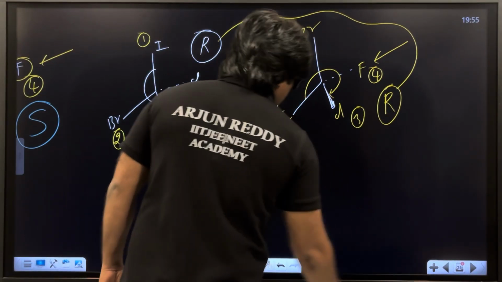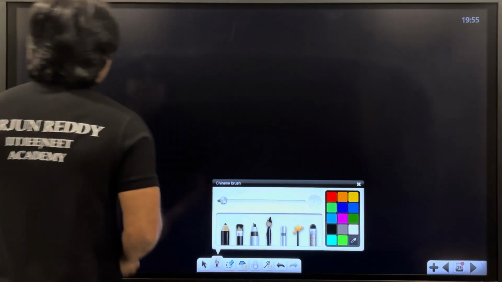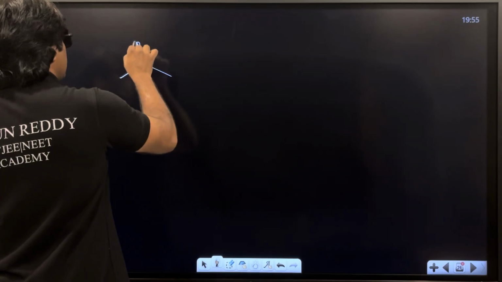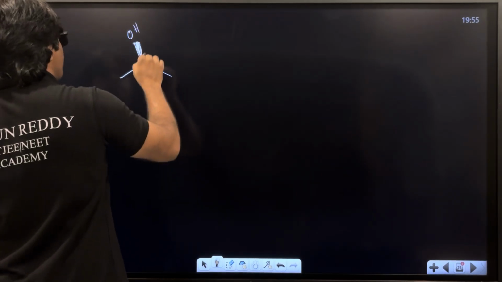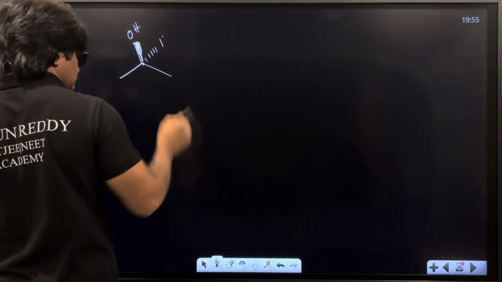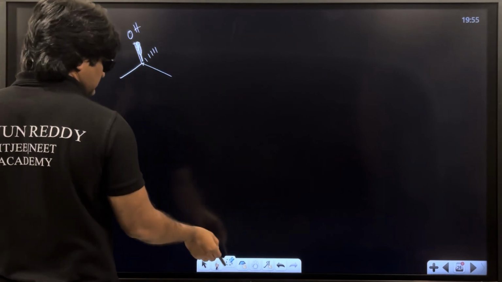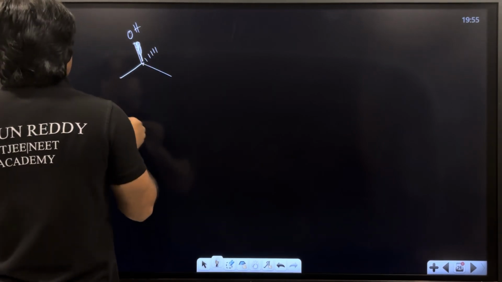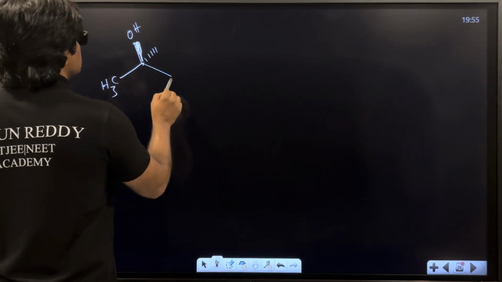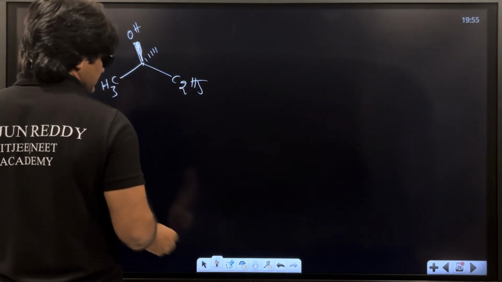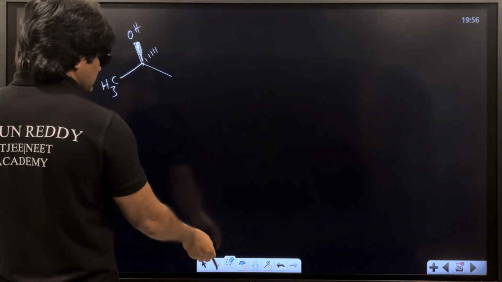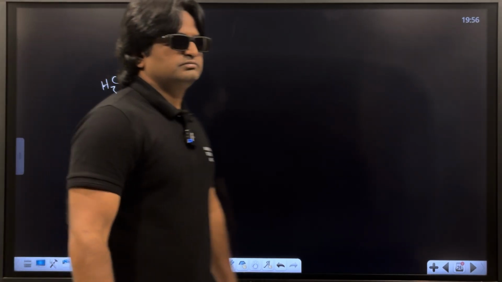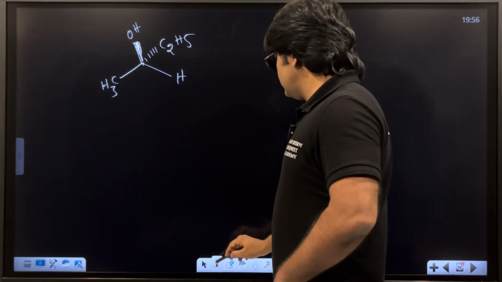Let me give one more molecule. Now this is our molecule. Here there is an OH and hydrogen. One second, I am going to take hydrogen here. Otherwise, one second, for the least priority here let CH3 and C2H5. For better understanding, here I am taking C2H5 and hydrogen.